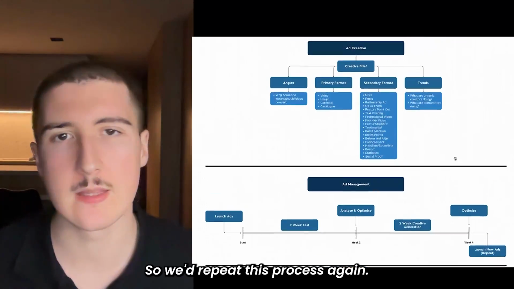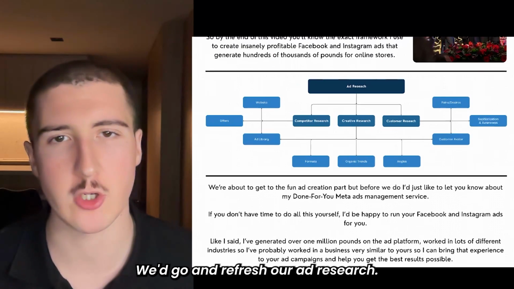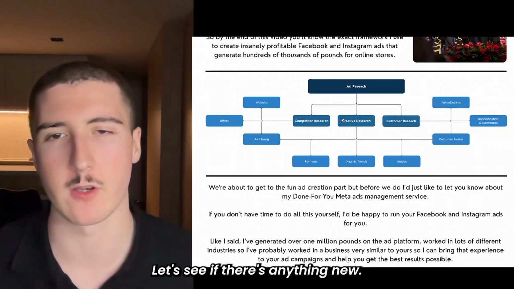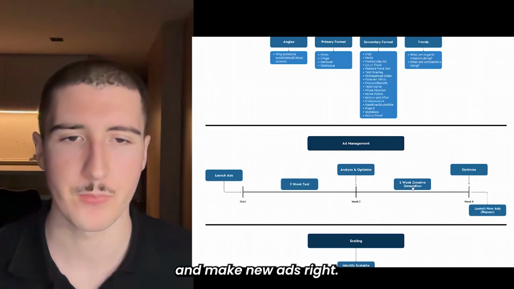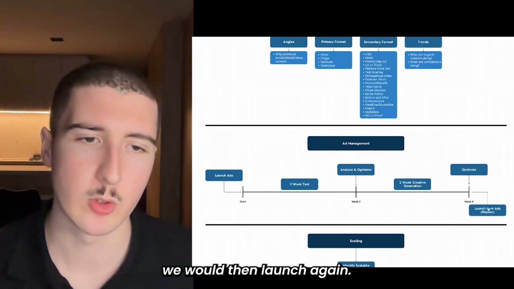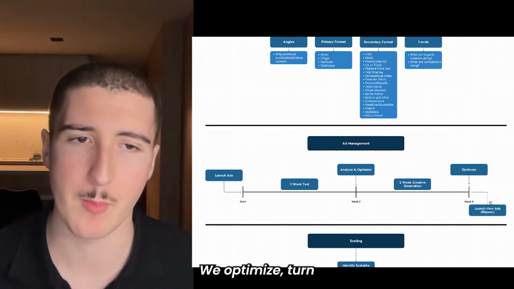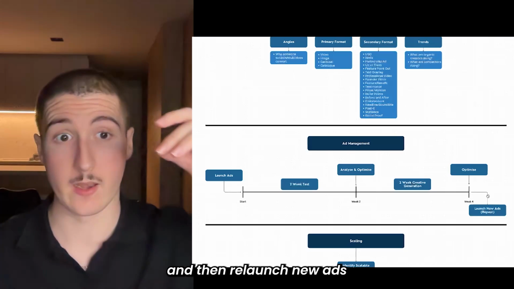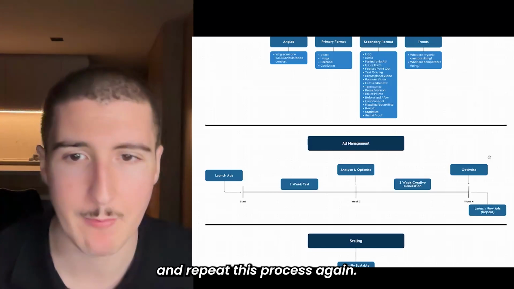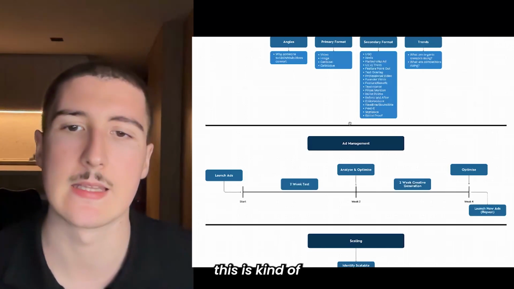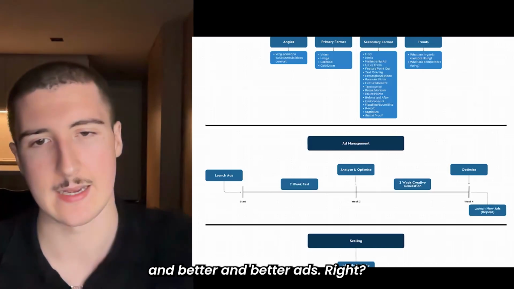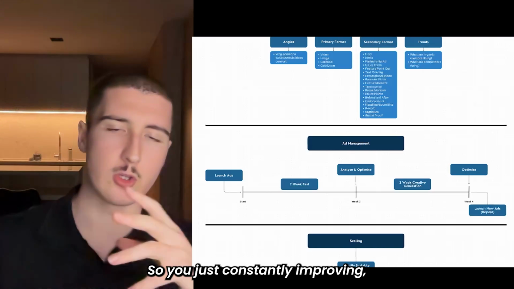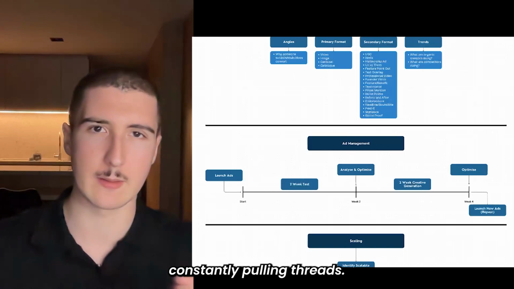So we'd repeat this process again. We'd go and refresh our ad research. Let's see if there's anything new. Let's speak to our customers, see how we can improve and make new ads, right? So once we make our new ads, we would then launch again. We'd optimize, turn off the underperforming ads, and then relaunch new ads and repeat this process again. And you can see this is kind of like a flywheel of just better and better and better and better ads, right? So you're just constantly improving, constantly pulling threads.